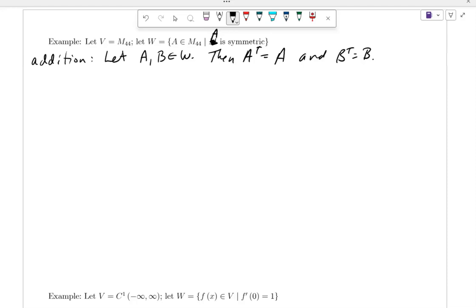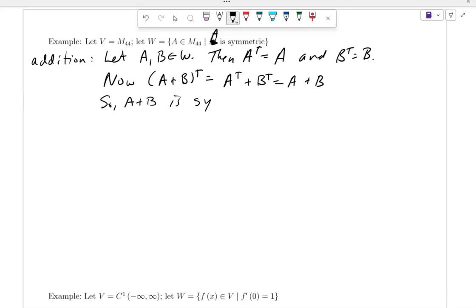That it's symmetric. To show that it's symmetric, what do you need to do to the sum? Take the transpose, right? So now, if I take the transpose of the sum, what can you do with the transpose? Yeah, basically distribute it, right? But what is A transpose? A. What is B transpose? B. So A plus B is symmetric.